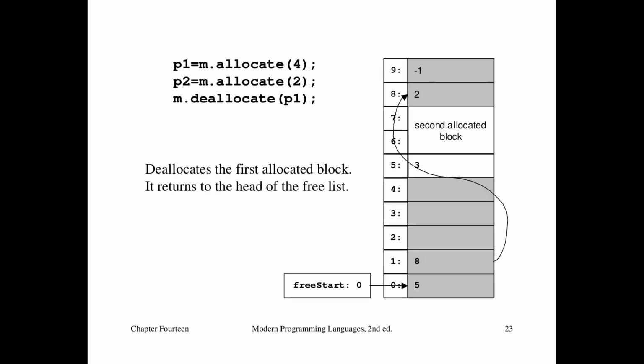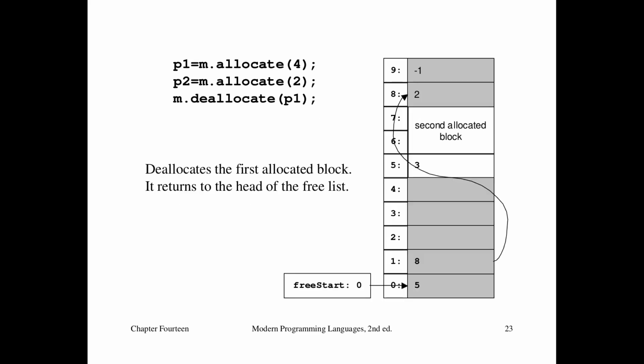And now we have to deallocate, right? If we deallocate the first allocated block, it returns the head of the free list. So now we go deallocate, and it returns the head of the free list, which is 8. And so now we have a pointer. Essentially we see here the free start is now 0. We have to effectively clear that out, but then that's the size of this piece, right? 1, 2, 3, 4, 5.